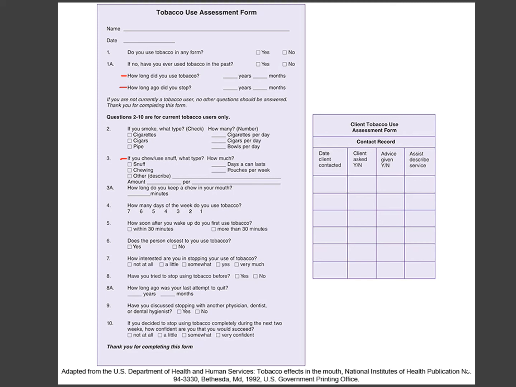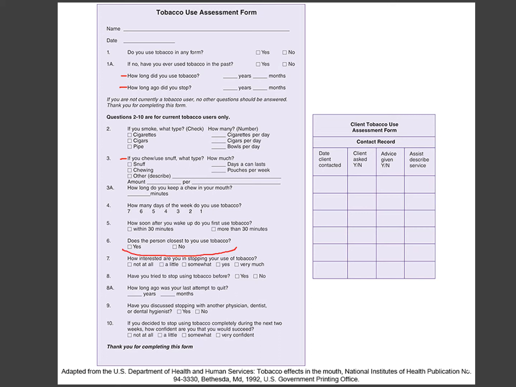How long do you keep that chew in your mouth? And how often throughout the day are you using that? How many days of the week? Some people are like, oh, I only smoke on Saturdays after I drink or whatever it is. So we want to know that. And then how soon after you wake up do you first use tobacco? Because people who do it the second they wake up are probably very addicted, whereas some people maybe don't do it until after lunch. And then does the person closest to you use tobacco?